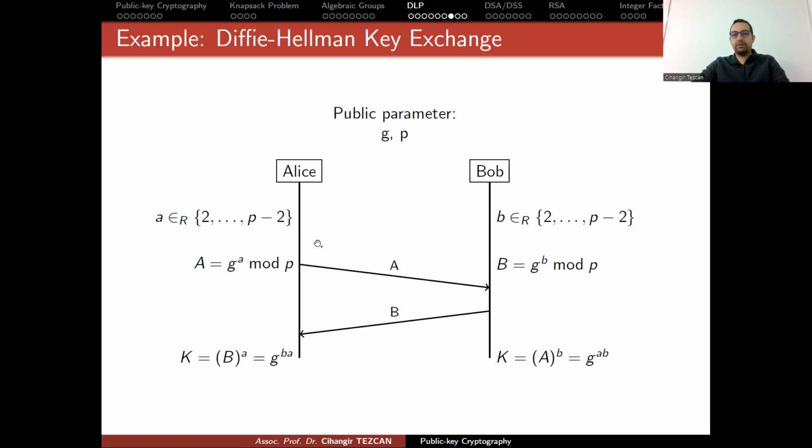So the communication turns out to be this. Alice randomly chooses small a, which is a value less than p minus 2, okay? She calculates the a-th power of g modulo p, let's represent it with capital A, and sends this value to Bob. Bob randomly chooses a number b, calculates g to the b modulo p, and sends this value to Alice. So Alice takes the a-th power of the number she receives, and Bob calculates the b-th power of the number he received from Alice, and both of them turn out to be the same, right?